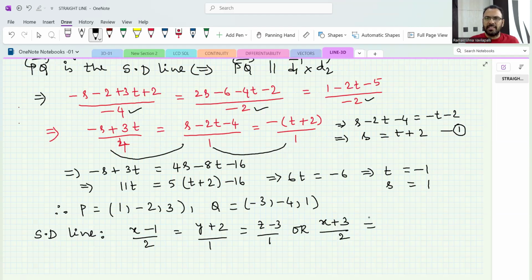y plus 4 by 1 equal to z minus 1 by 1. There is a question in JEE Advanced of similar type in 2020.